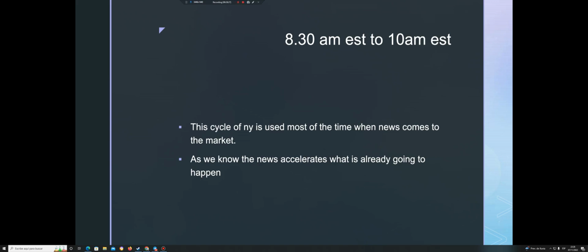Because we know that the news only accelerates what is already going to happen. If the price is going to take highs, it is going to take those highs but quicker, with more speed. That's what the news does. So that's how we use the cycle. We use the cycle based on the news.